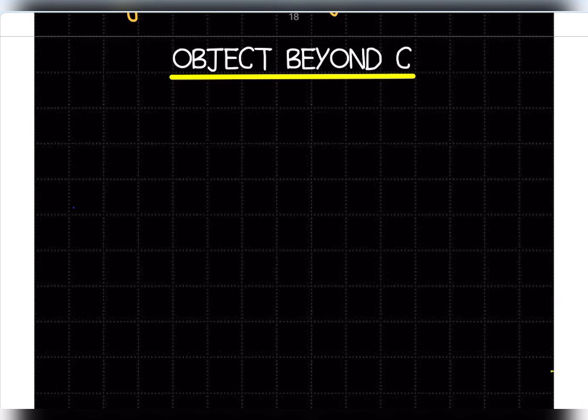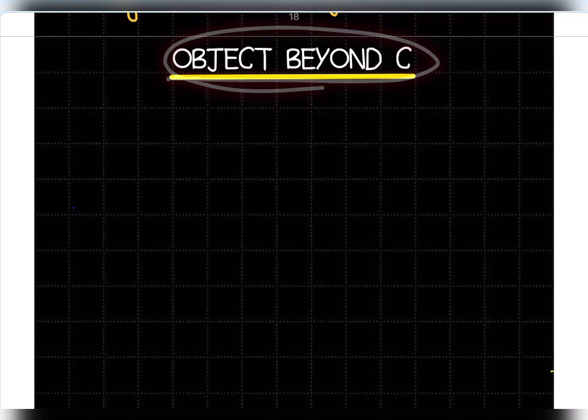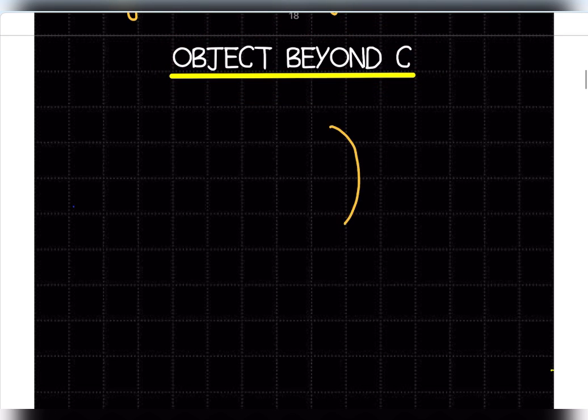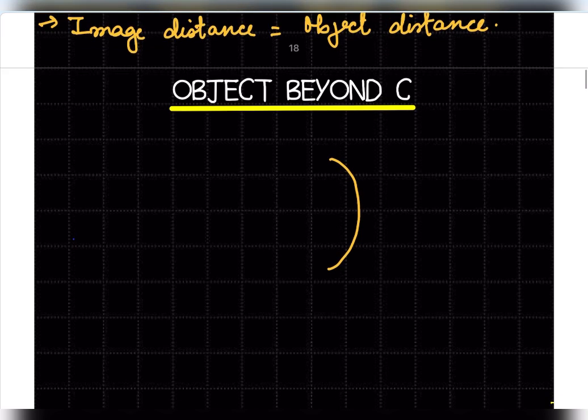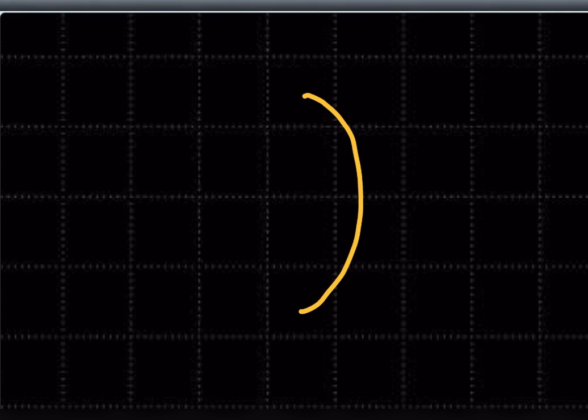Okay, now let us discuss formation of image of object beyond C. Okay, so let's start. Let me draw a concave mirror. We're discussing about concave mirror. So can you see this?